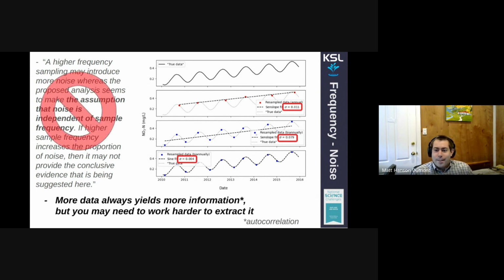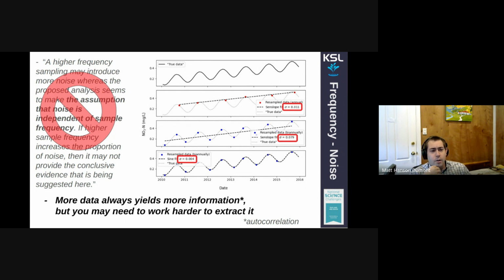I reject that. More data will always yield more information, but only if we do the work to make this happen. In this particular instance, I took a true data set, this black line, and you can see it's got an increasing slope and some seasonality to it. Then I resampled it. The only error I had in resampling was that the field techs didn't go out on exactly the right day and nail the absolute peak of that concentration in our annual data. And that introduces some error.